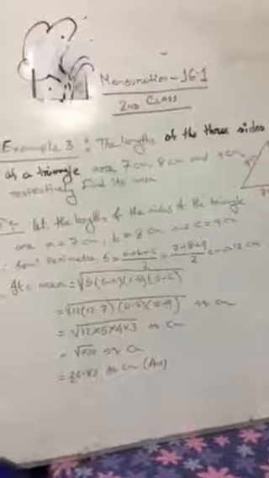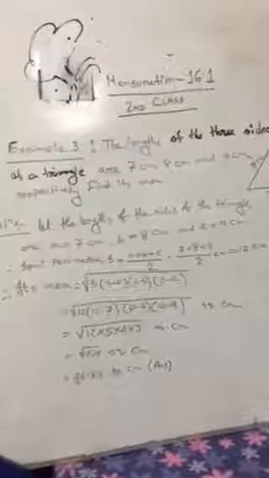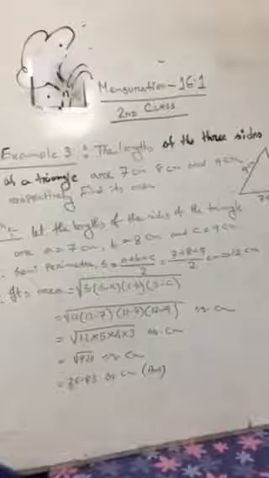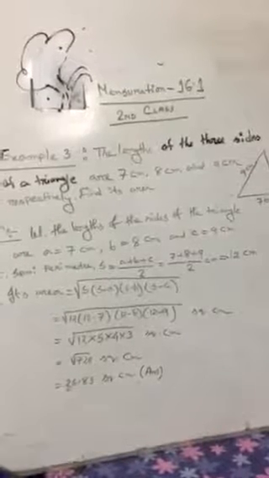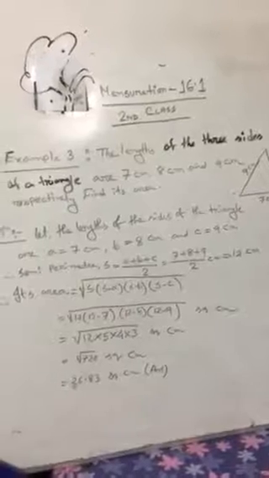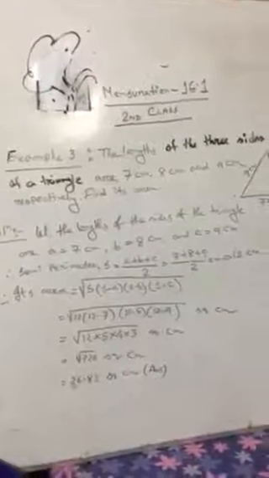Today I will discuss chapter 16.1, that is mensuration, and example 3. In the previous class I discussed some formulas, the area of triangles. Now today I will discuss example 3 and 4. First let's start from 3.